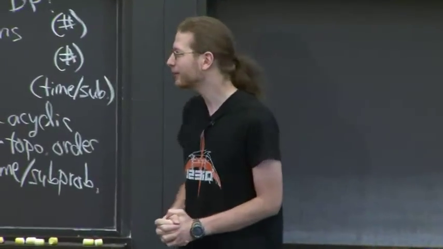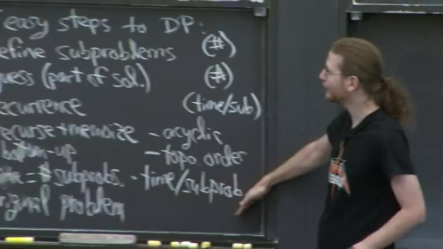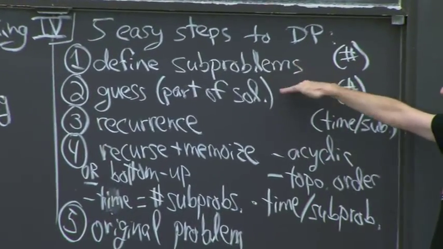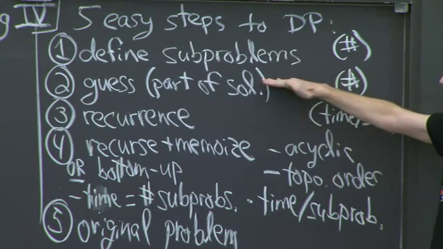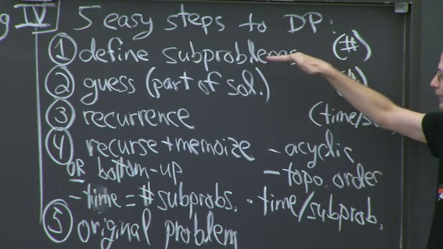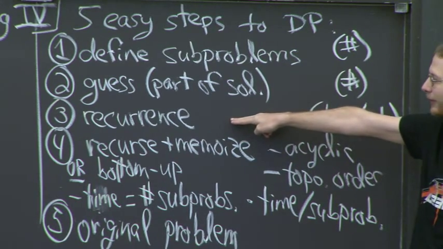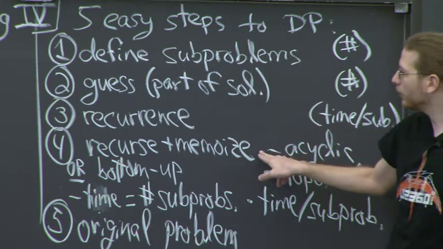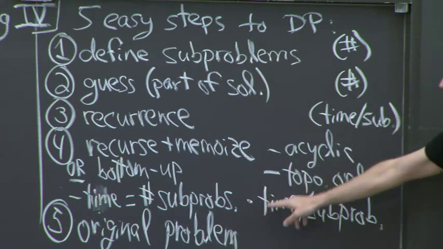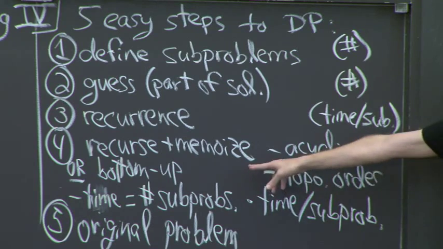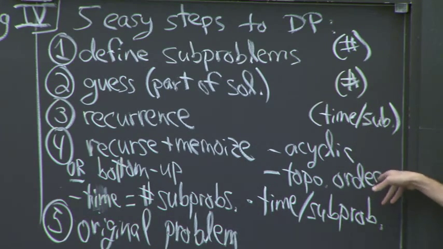We are again going to follow this 5-step plan to dynamic programming: define subproblems, guess something in order to solve a subproblem, write a recurrence that uses that guessing to relate different subproblems, then build your dynamic program either by just implementing that as a recursive algorithm and memoizing, or build it bottom up. For the first, you need to check that the recurrence is acyclic. For the second, you need an actual topological order. These are, of course, equivalent constraints.